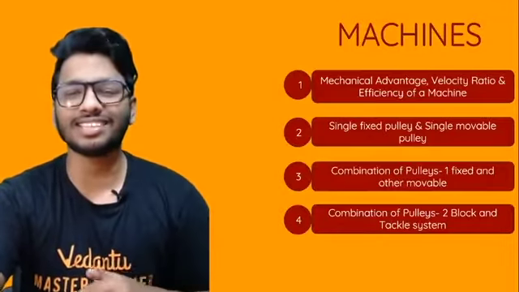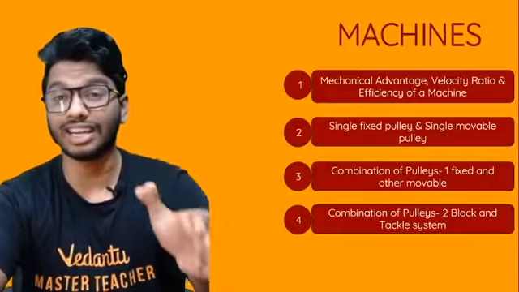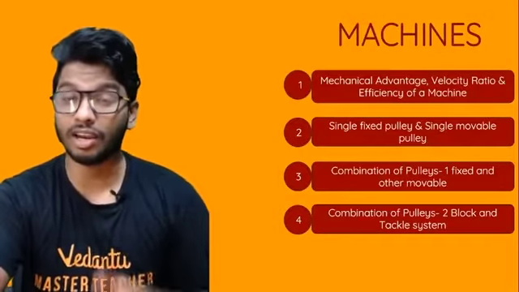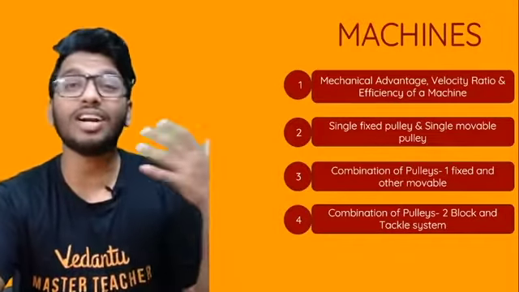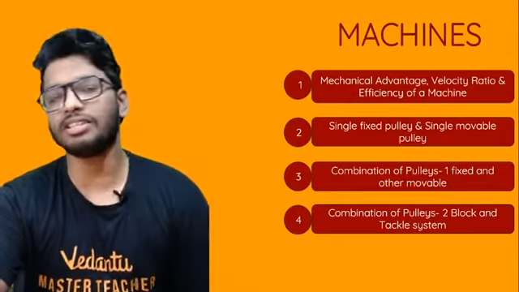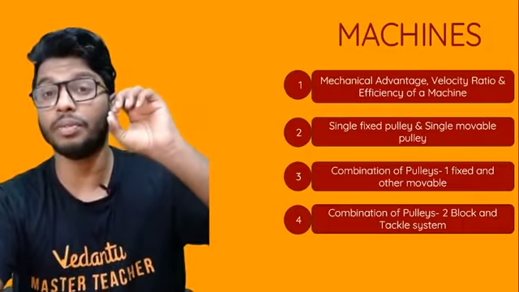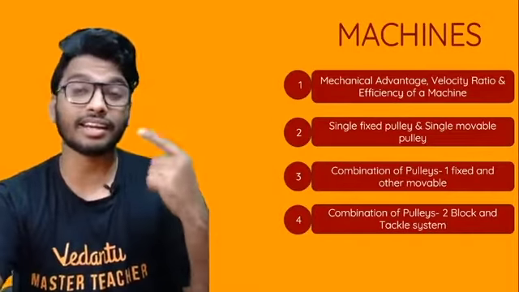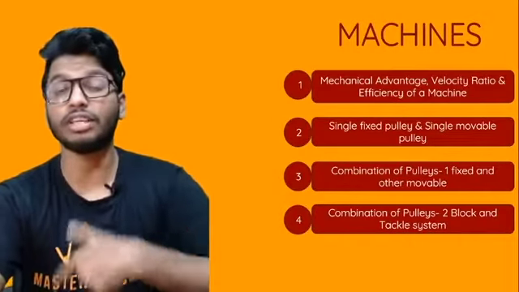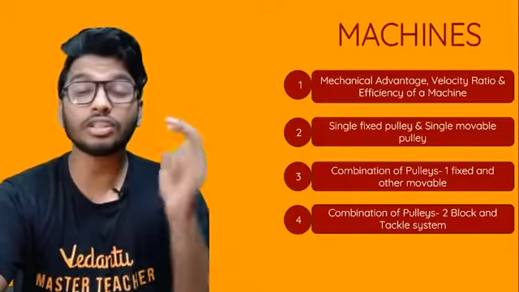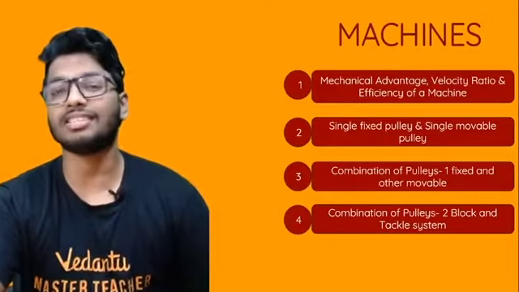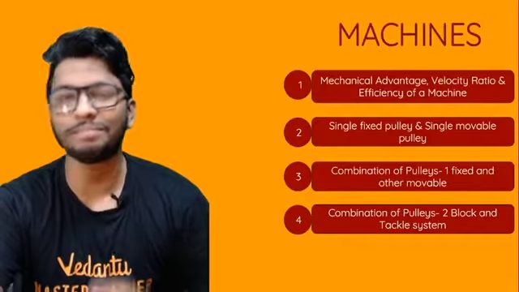So like I told you in the last session, we talked about the mechanical advantage, velocity ratio, as well as the efficiency of the machine. We understood how to calculate all of these and what exactly they are. So today we'll be understanding about the single fixed pulley as well as the single movable pulley. We'll find out what the mechanical advantage is in both of these, and also we'll understand about the velocity ratio of both of these, as well as the efficiency of both of these machines.